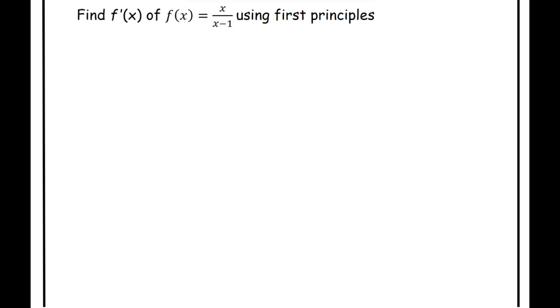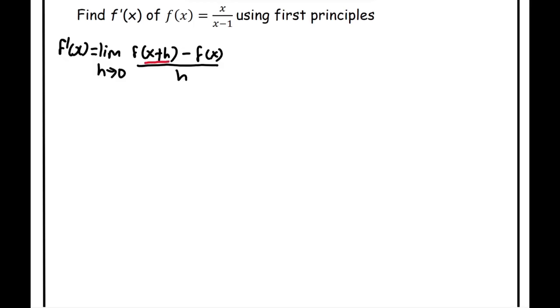Let's try solving this question. Find f prime of x of f of x equals x over x minus 1 using first principles, or the definition of the derivative, which is f prime of x is equal to limit as h approaches 0 of f of x plus h minus f of x over h.